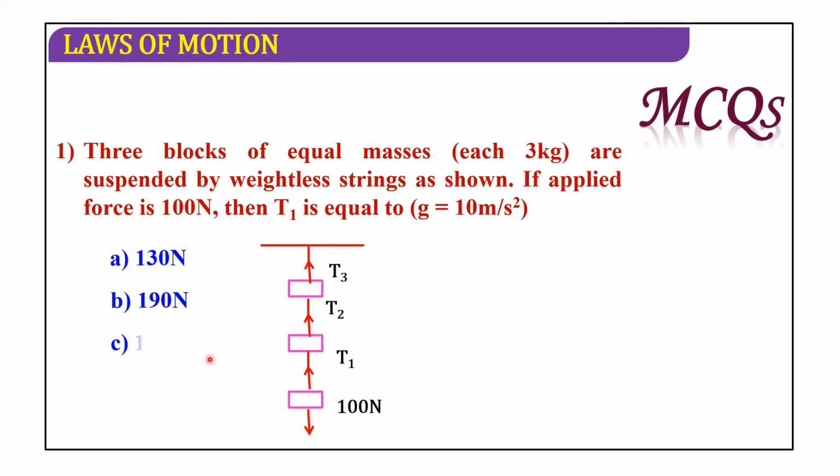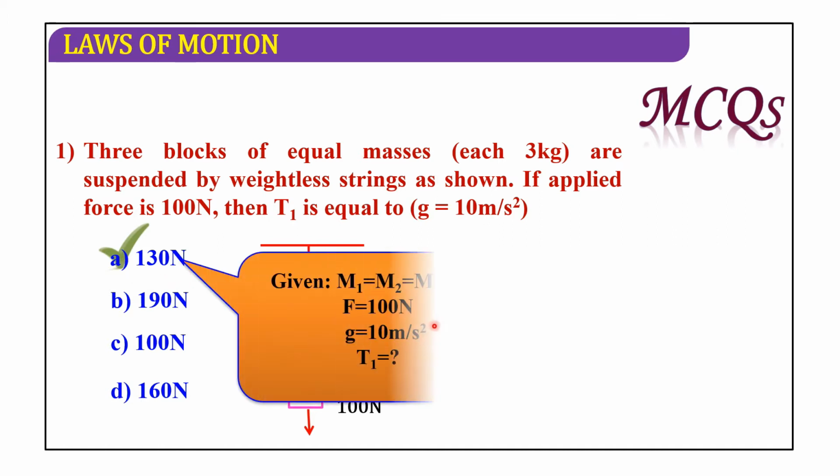130 newtons, 190 newtons, 100 newtons and 160 newtons. So in this, let us discuss the solution. Given M1, M2, M3 equal 3 kg. They have given the force as 100 newtons and g as 10 meters per second square.